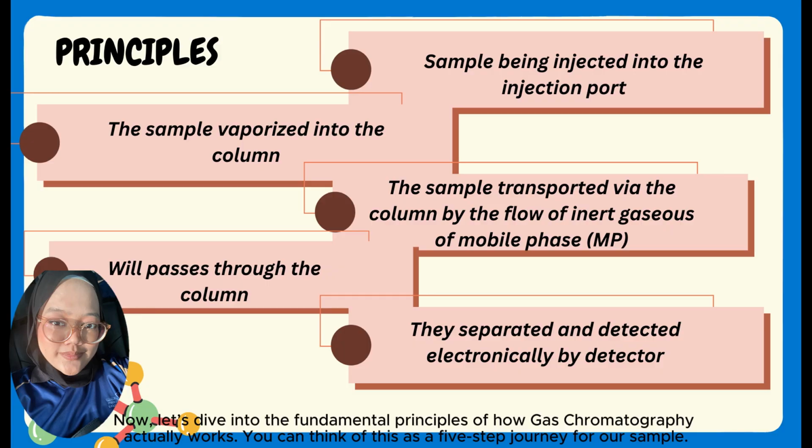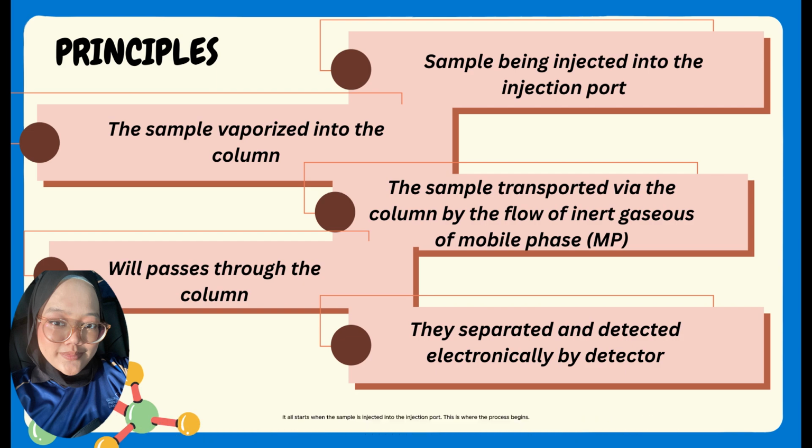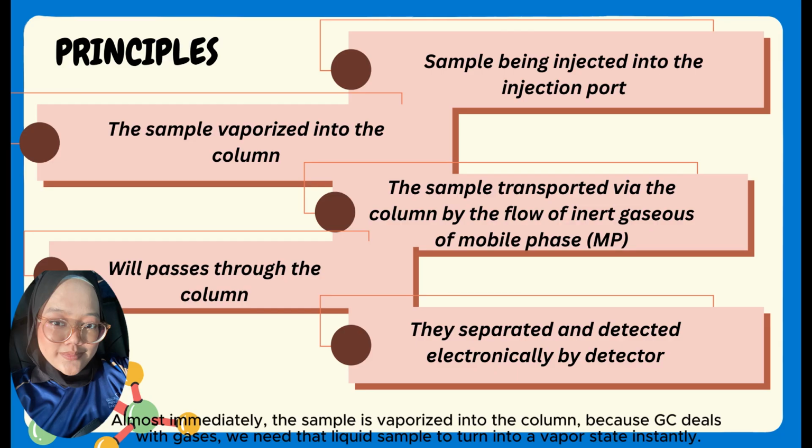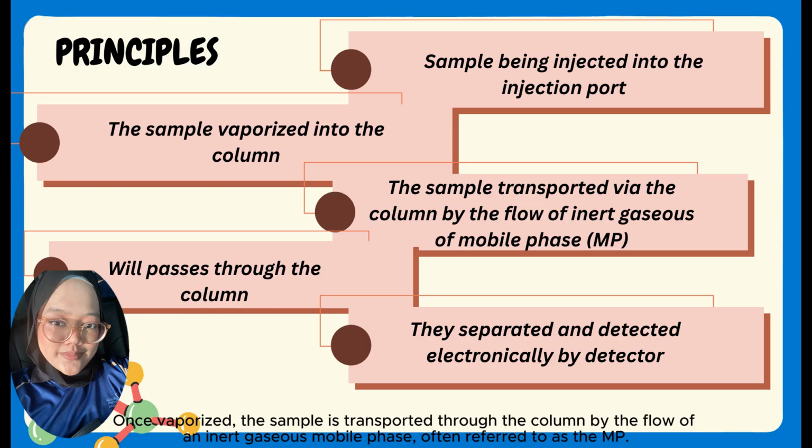Now, let's dive into the fundamental principles of how gas chromatography actually works. You can think of this as a 5-step journey for our sample. It all starts when the sample is injected into the injection port. This is where the process begins. Almost immediately, the sample is vaporized into the column. Because GC deals with gases, we need that liquid sample to turn into a vapor state instantly.